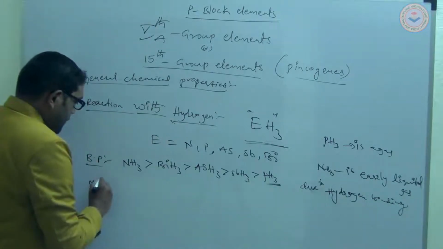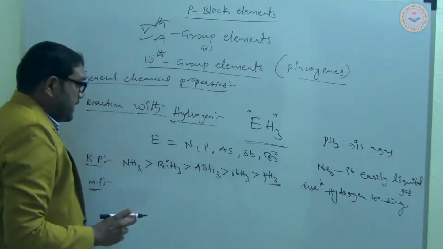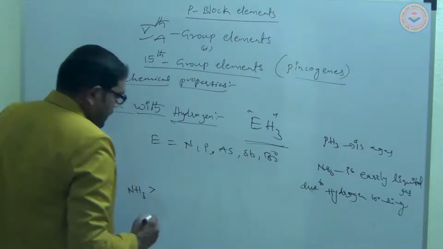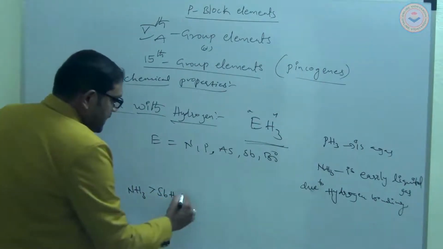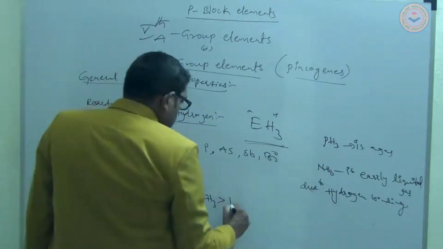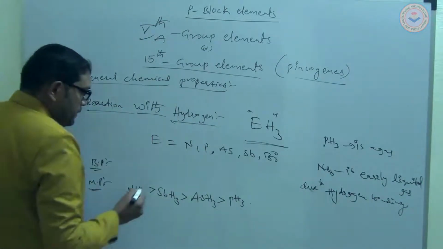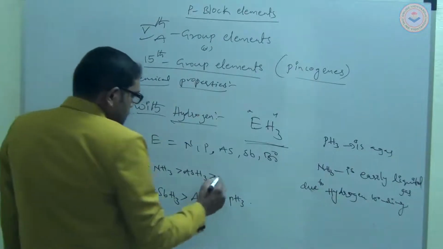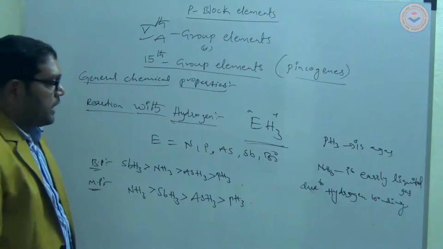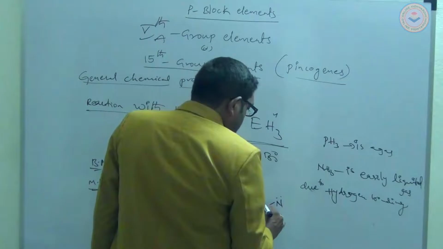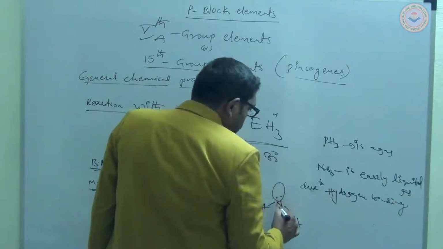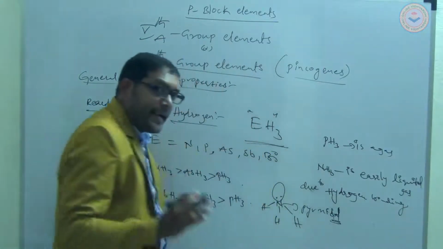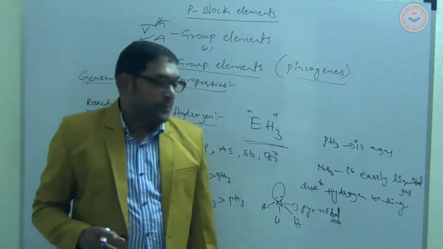Next, the melting points order: ammonia is greater than antimony hydride, greater than arsenic hydride, greater than phosphine. The boiling point order is antimony hydride greater than ammonia, greater than arsenic hydride, greater than phosphine. These are the boiling points and melting points orders. These hydrides show a pyramidal structure with sp3 hybridization, with one lone pair present. Hydrides of 15th group elements are pyramidal with sp3 hybridization.